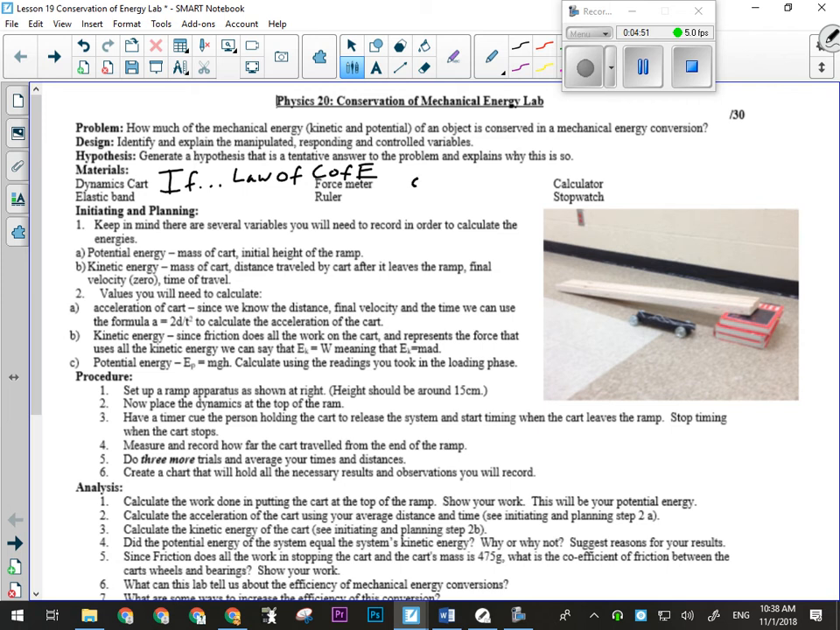The and part, as always, is going to describe the experiments. And the then part, you need to tell me what you think will be the relationship between the kinetic energy at the bottom and the potential energy at the top. That's EP initial and EK final.